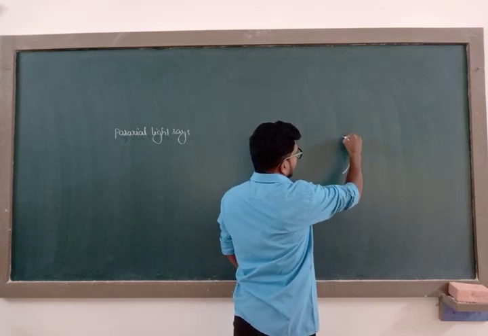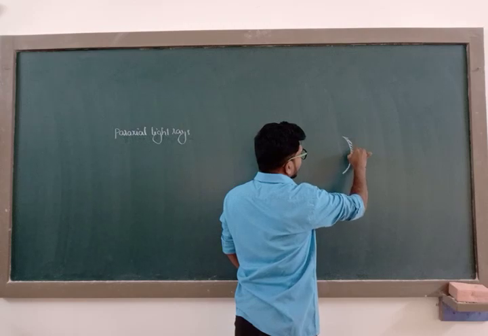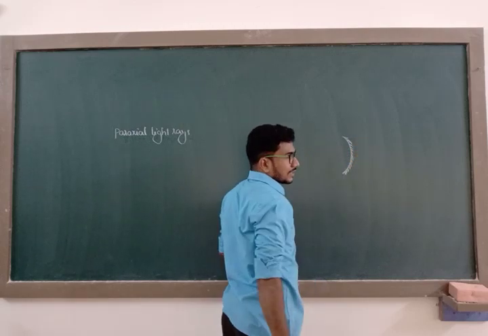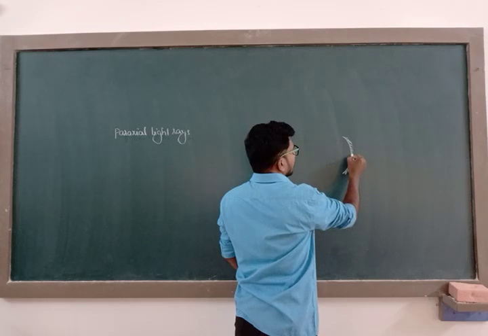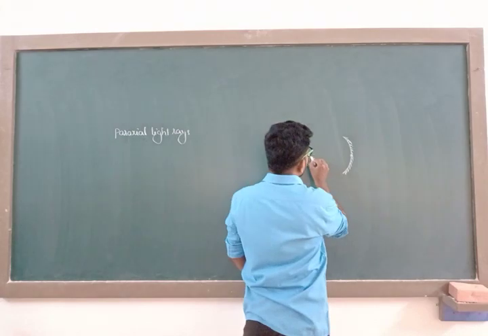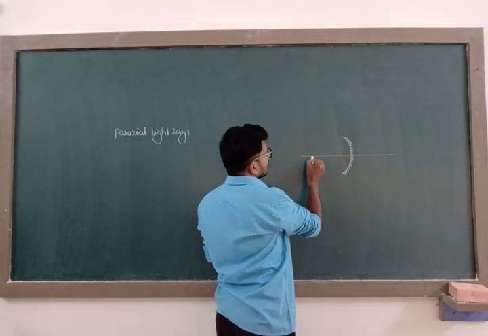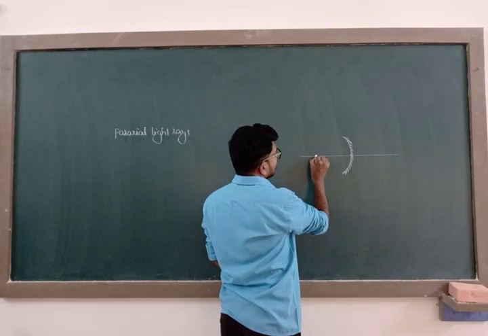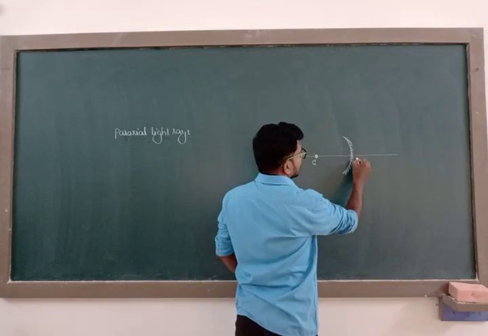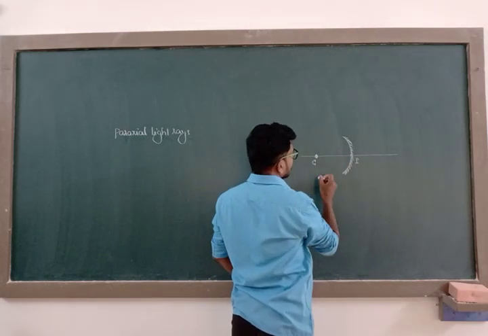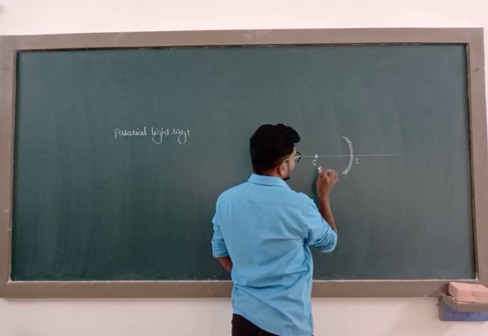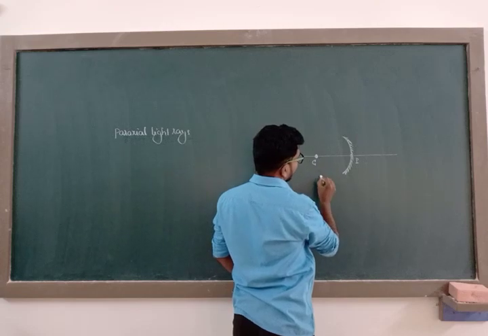Concave spherical mirror, outer surface is opaque, inner surface is reflecting. Midpoint of a circular boundary of the spherical mirror is known as pole. Straight line passing through center of curvature and pole is known as principal axis. Distance between the center of curvature and pole is known as radius of curvature, that is R.